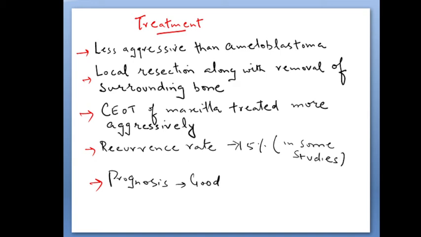As COTs are less aggressive than ameloblastoma, local resection along with removal of surrounding bone is done. If COTs involve the maxilla, then they are treated more aggressively. In some studies, a recurrence rate of 15% was found, but overall, there is a very low recurrence rate in calcifying epithelial odontogenic tumors. Overall prognosis of these is good.